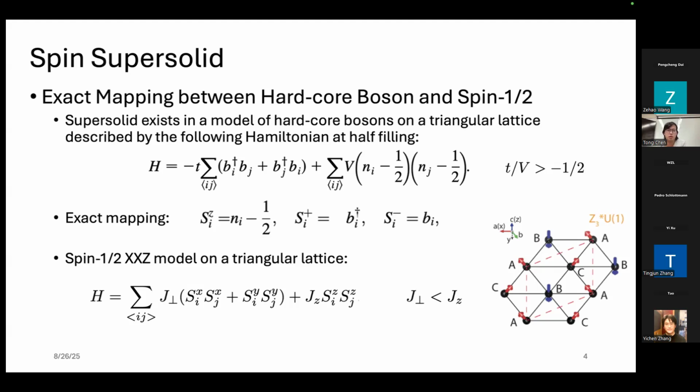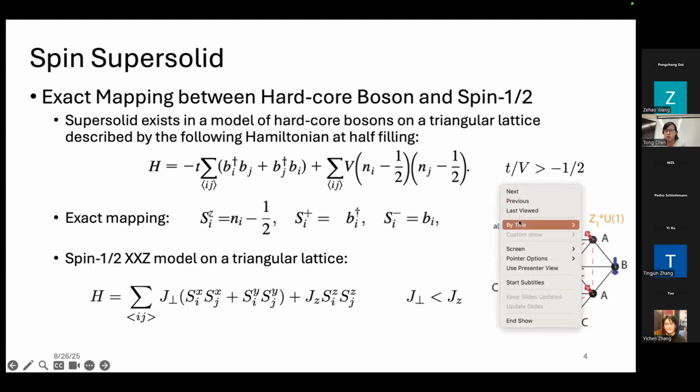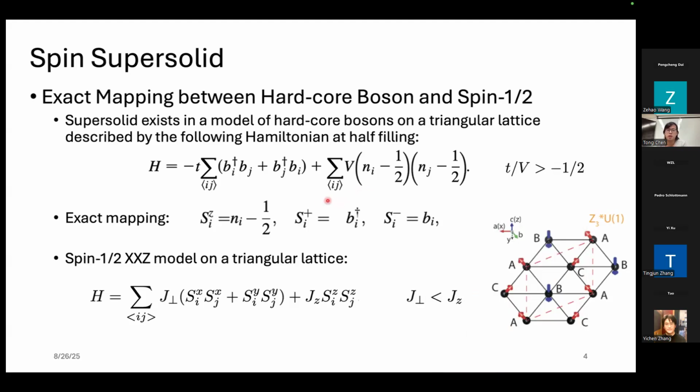The reason we are looking for such a quantum state in spin systems is because of some numerical results from around 2005, which explored the triangular lattice of hardcore bosons with repulsive interactions, with this Hamiltonian. Within a certain parameter region, they found that the ground state is a supersolid, which breaks both U(1) and the translational symmetry. And since there exists an exact mapping between the spin-1/2 degree of freedom and hardcore bosons, through this mapping we can rewrite the studied Hamiltonian into a spin Hamiltonian.